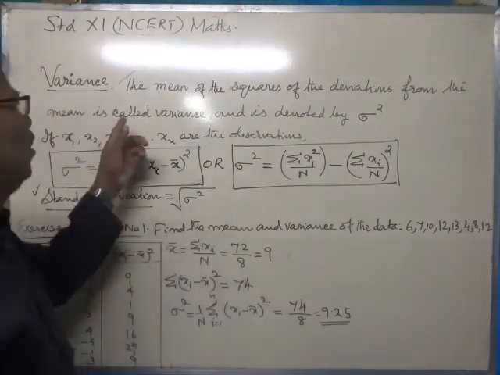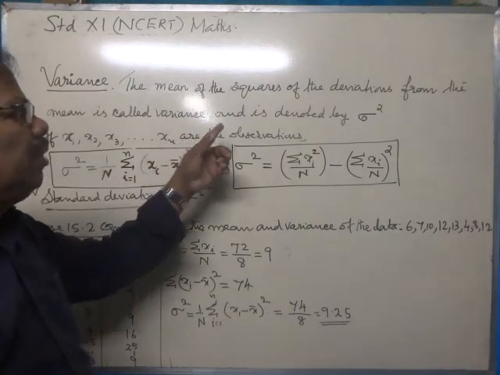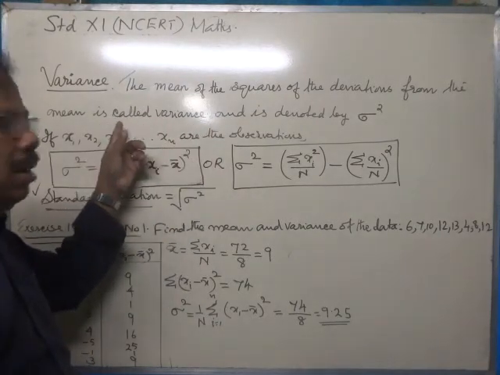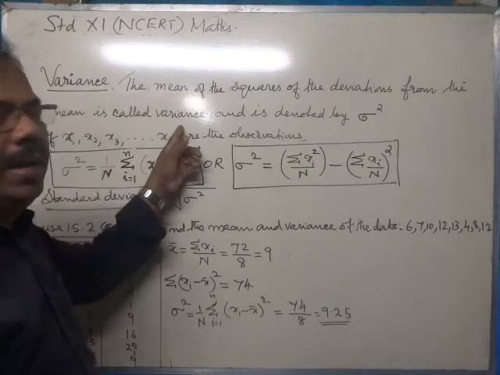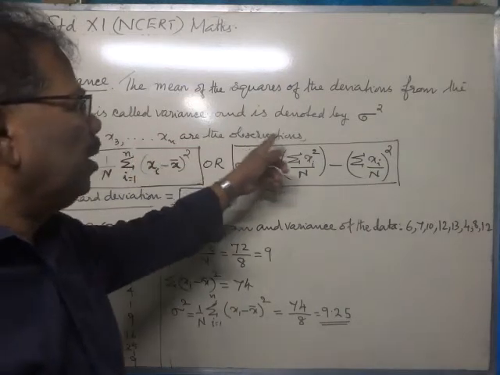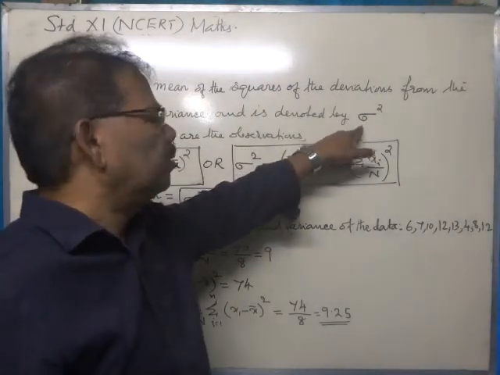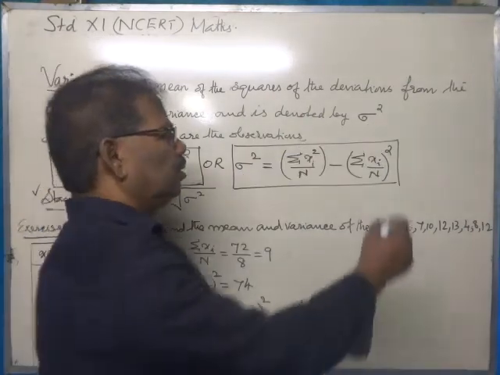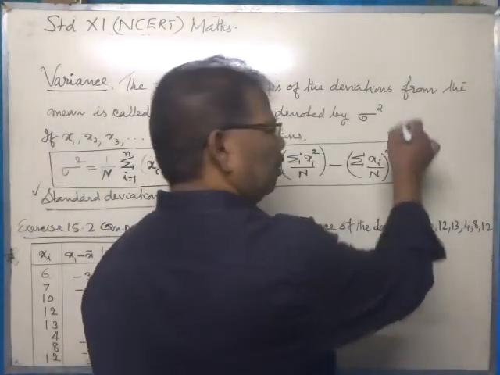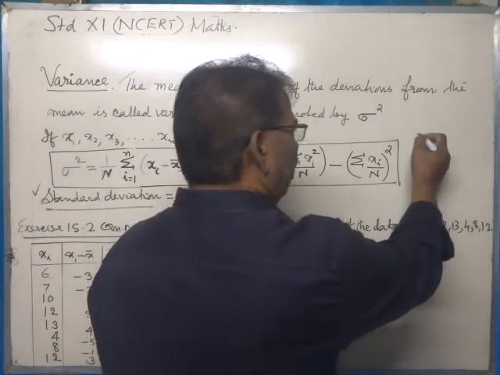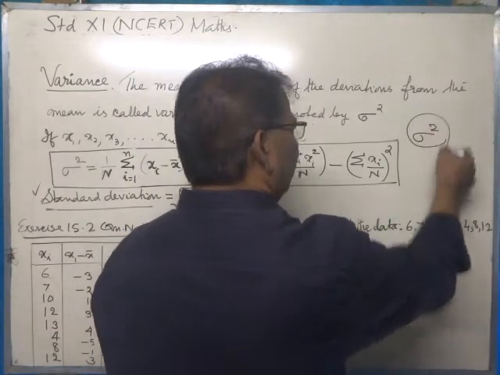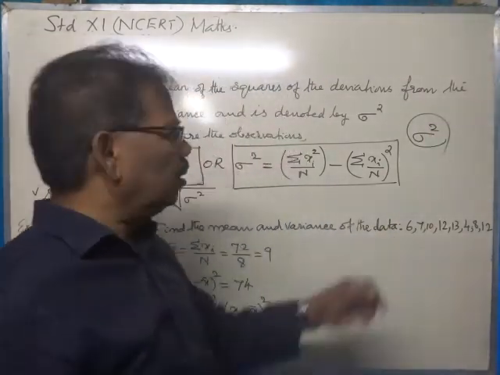What is variance? The mean of the squares of the deviations from the mean is called variance, and it's denoted by the symbol sigma square. This is the Greek letter sigma. So for variance we denote sigma square.